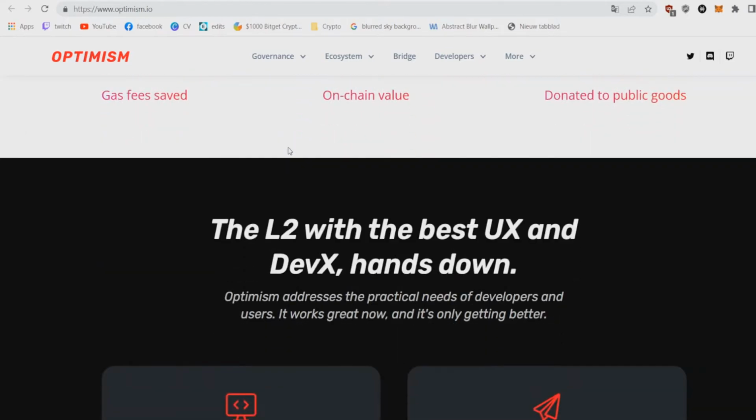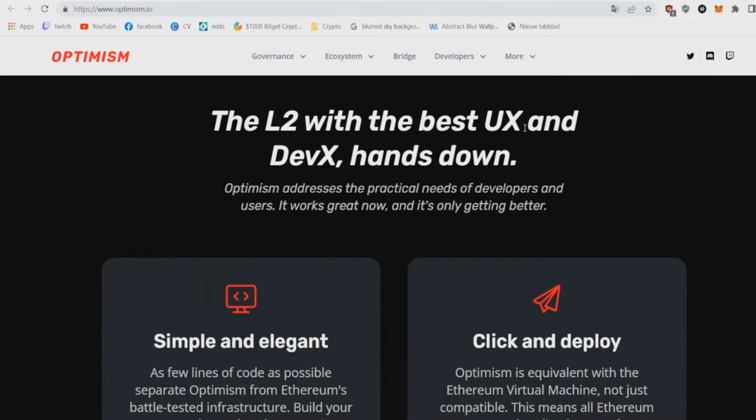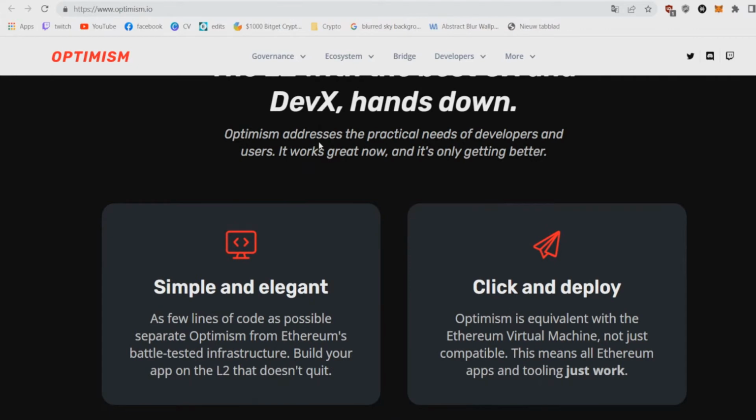So they got so many big partners, and it's a layer 2 chain with the best UX and dev UX hands down. Optimism addresses the practical needs of developers and users. It works great now and it's only getting better, guys. It's simple and elegant. As few lines of code as possible separates Optimism from Ethereum's battle-tested infrastructure. So you're going to build an app on Optimism but have every single advantage of Ethereum, and it's equivalent with the Ethereum virtual machine, not just compatible. That means all Ethereum apps and tooling just work. So everything which is built on Ethereum will work on Optimism.